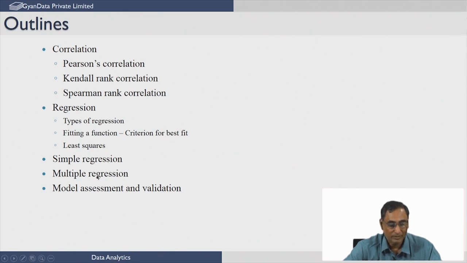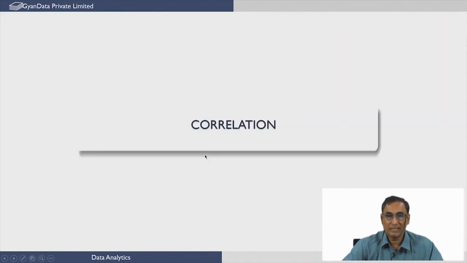where there are several input variables and one dependent output variable. Finally, after building the model, we would like to assess how well the model performs, how to validate some of the assumptions we have made, and so on. So, this is called model assessment and validation. So, let us first look at some measures of correlation.